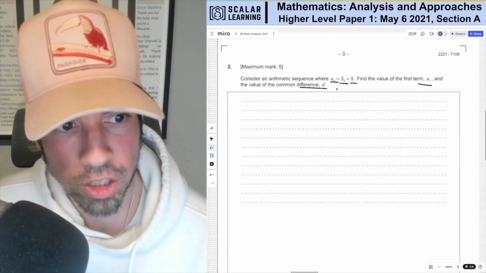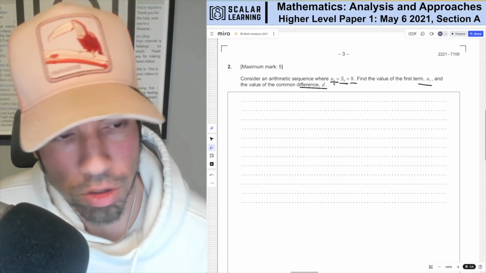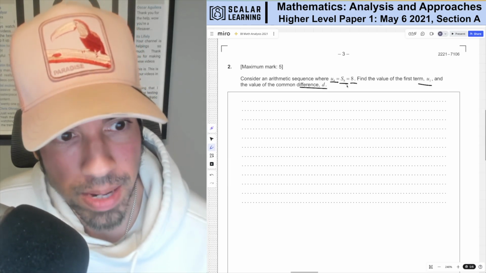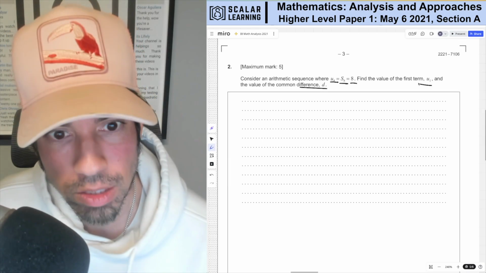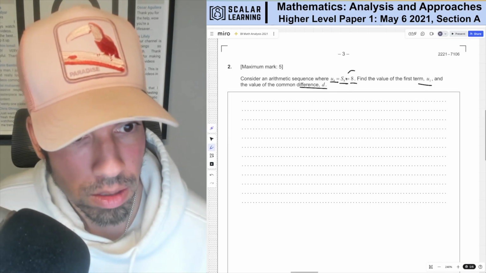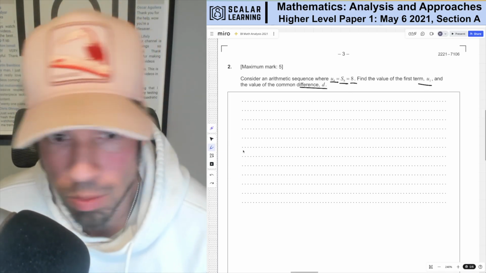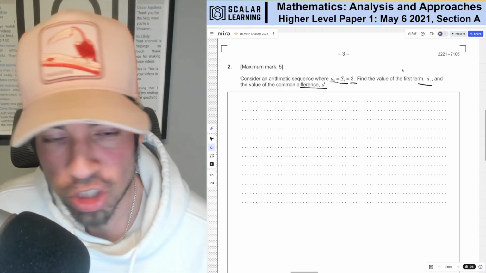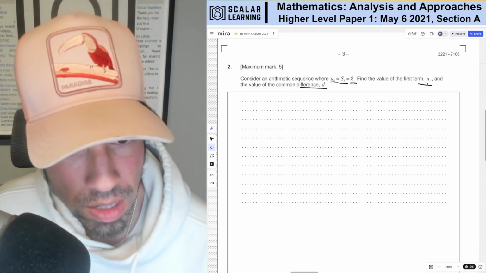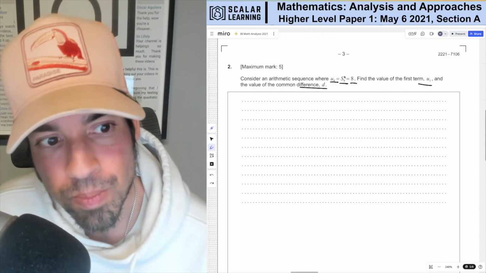Okay, so for this question, it says the eighth term in this arithmetic sequence is 8, and the sum of the first 8 terms is equal to 8. And this is a very interesting type of question. I haven't really done one like this before, and I'm just checking it out on the fly, so we shall see. And it says, find the value of the first term and find the value of the common difference.